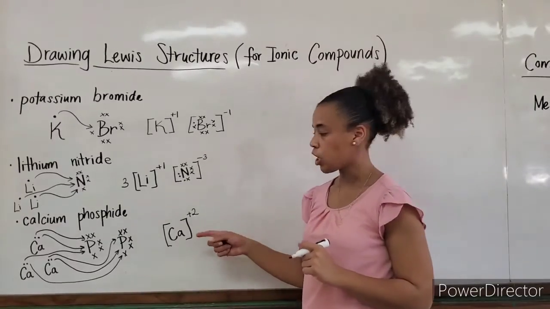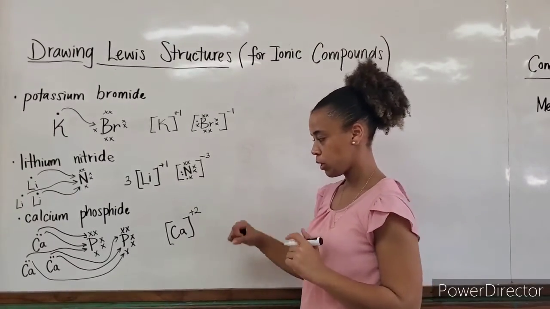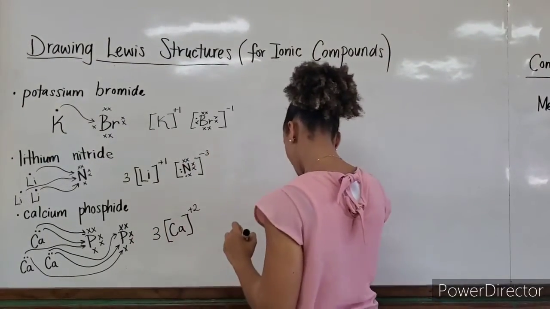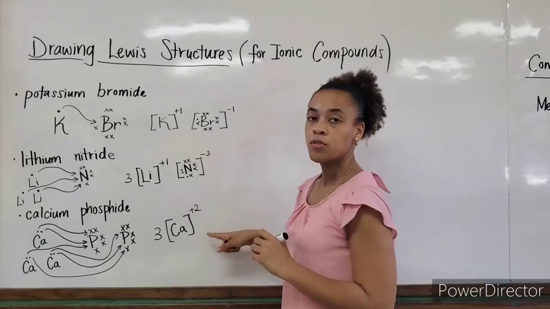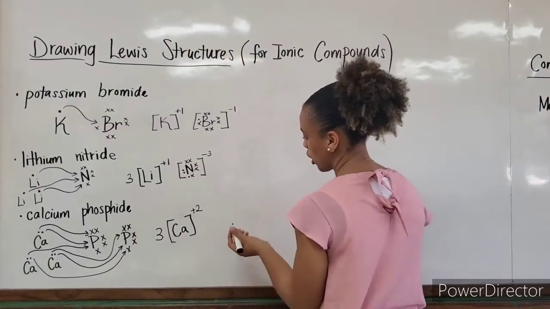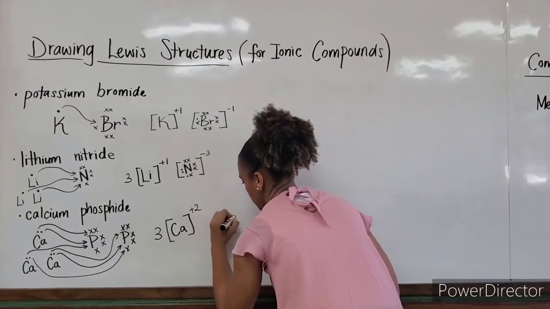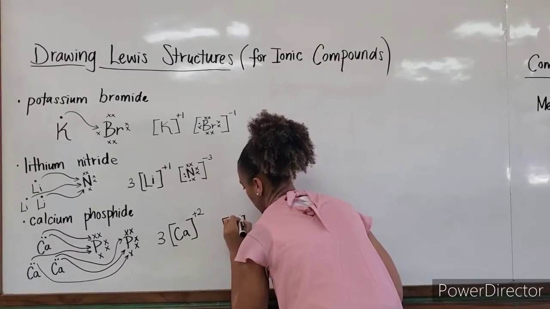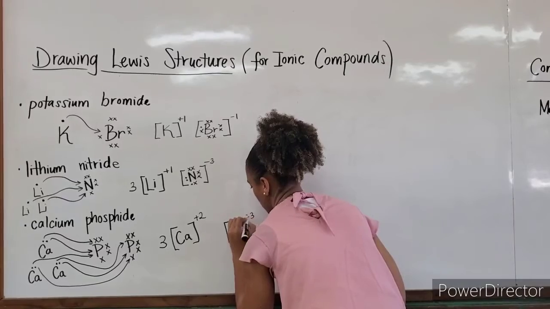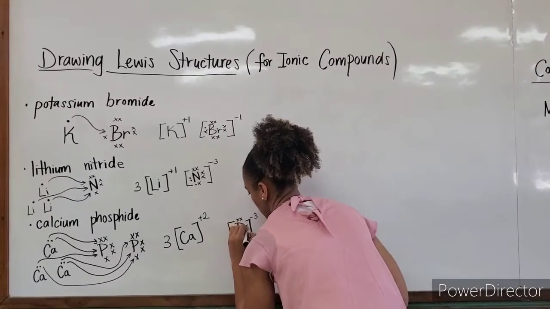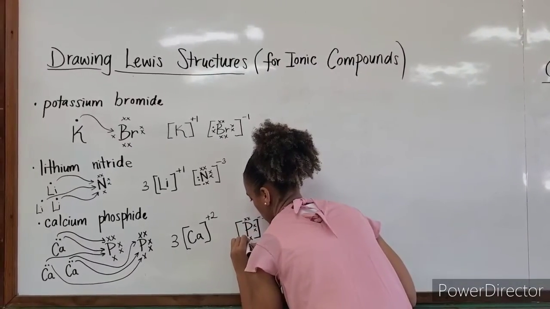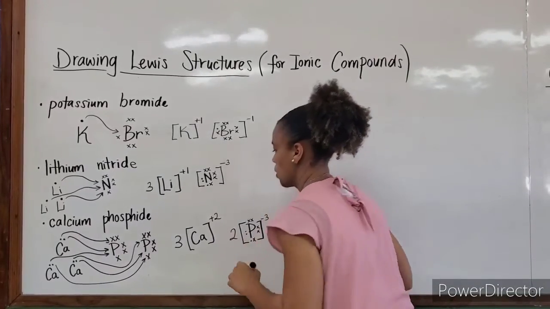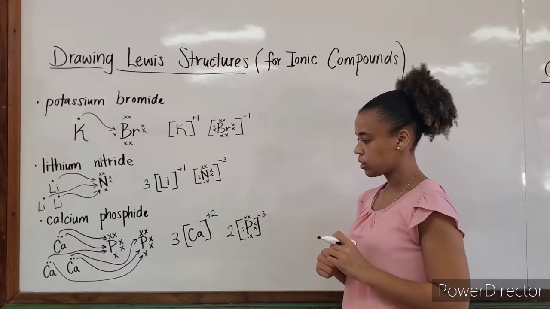Now calcium will have a charge of +2 because it lost 2 electrons, and we have 3 of those. Phosphorus will have a charge of -3. And there are 2 phosphorus ions.